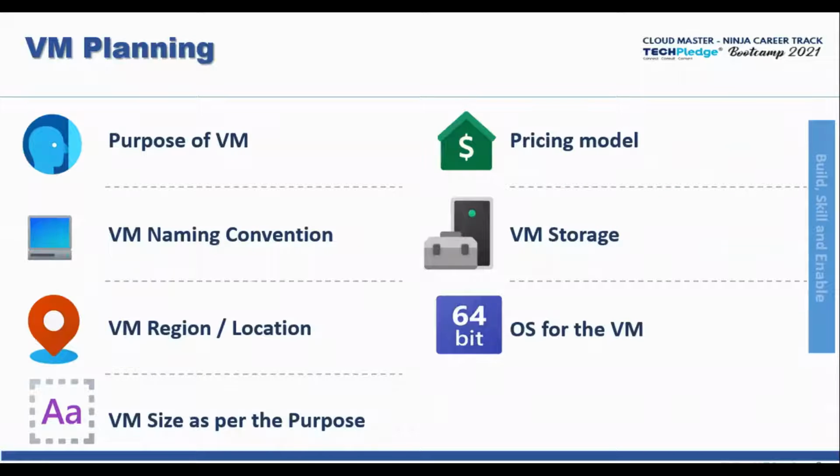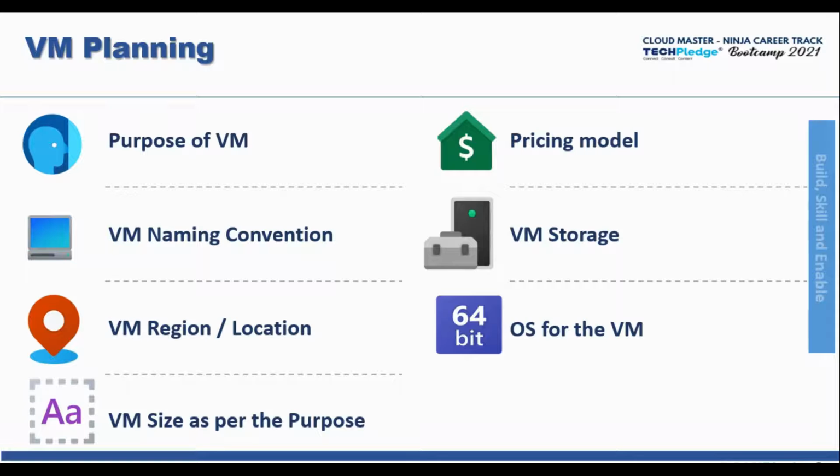So next is VM planning, and why VM planning is important. What are the major things we look for in planning? These are the points that need to be covered when VM planning is done. The purpose of VM. First of all, we need to know why we need a VM and for what purpose. There are different types of purposes: general purpose, optimized storage, optimized memory, and compute optimized. These are different purposes of VM.